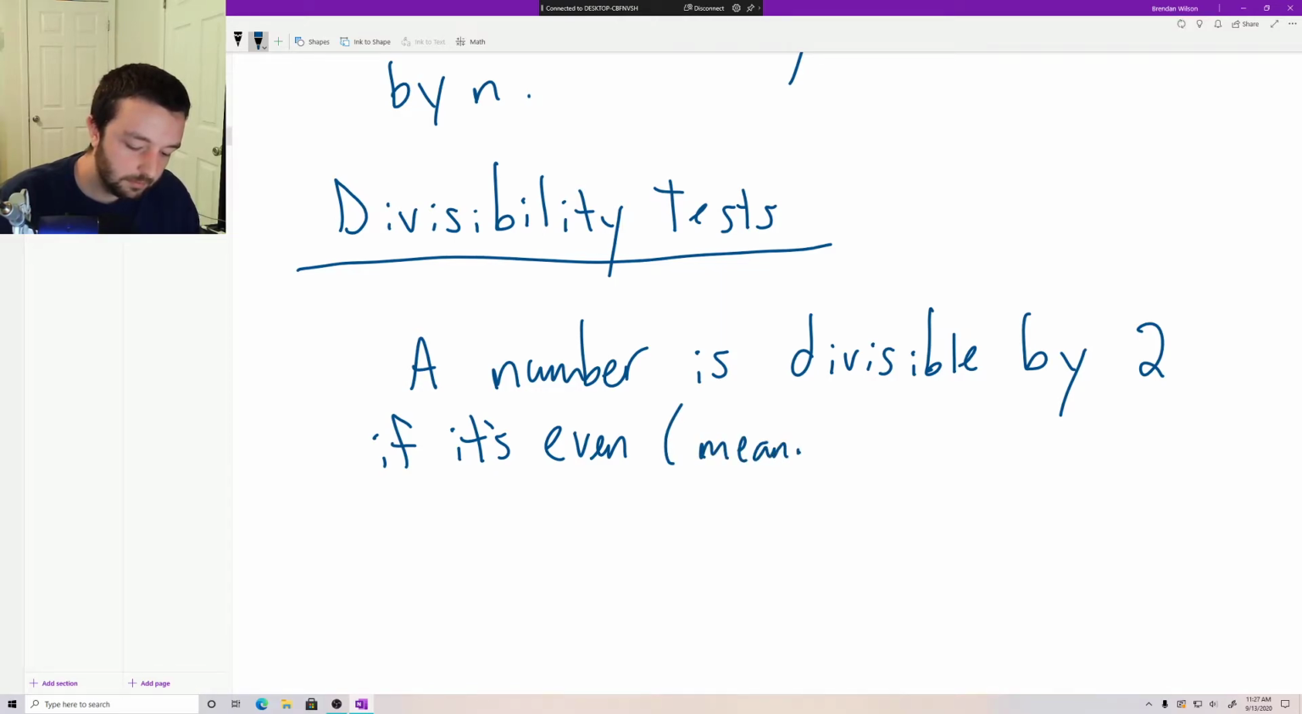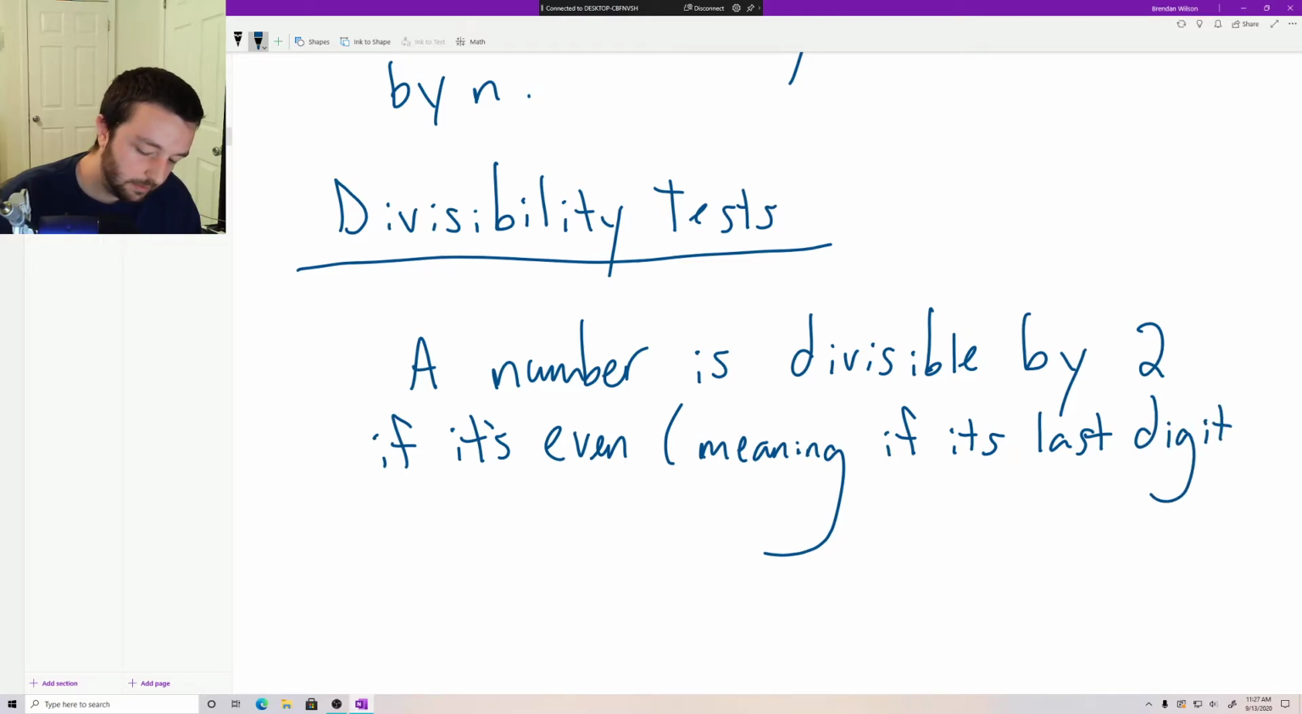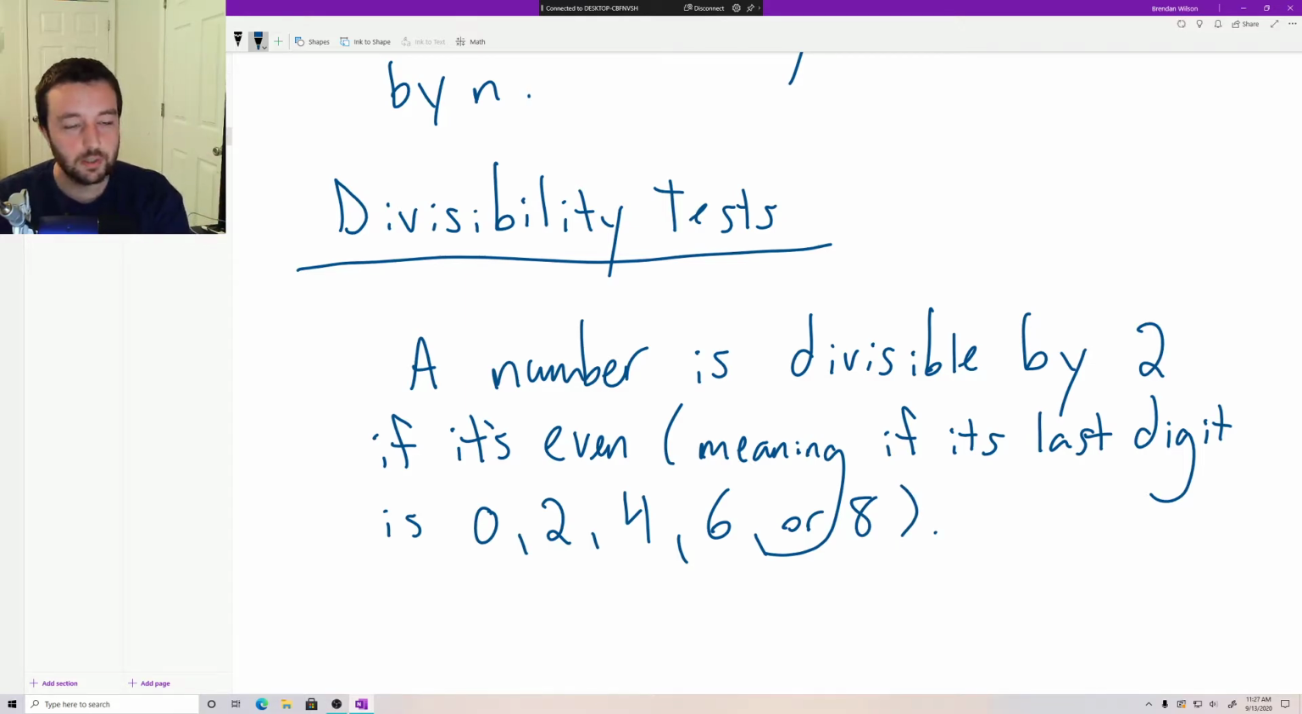Meaning, if its last digit is 0, 2, 4, 6, or 8. So a number is even if it ends in 0, 2, 4, 6, or 8. And then that means it would be odd if it ends in 1, 3, 5, 7, or 9. So if we're talking about whether or not a number is divisible by 2, we're looking to see if its last digit is 0, 2, 4, 6, or 8.